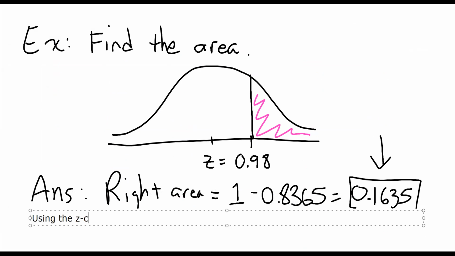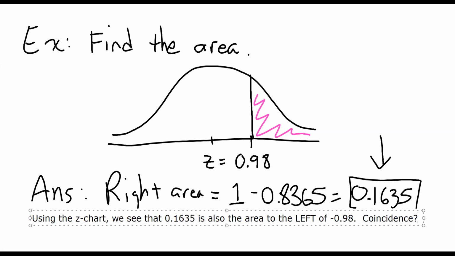Using the z-chart, we see that 0.1635 is also the area to the left of z equals negative 0.98. Coincidence? I think not. So why would it not be a coincidence? Well, it's because of one of the characteristics of a bell curve.